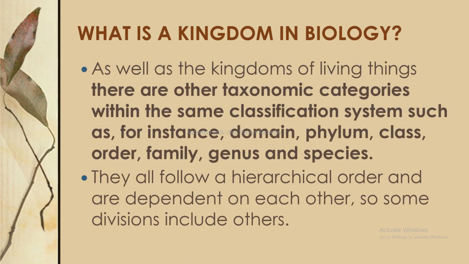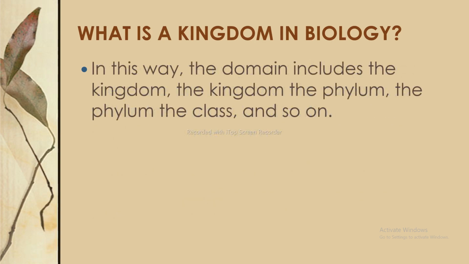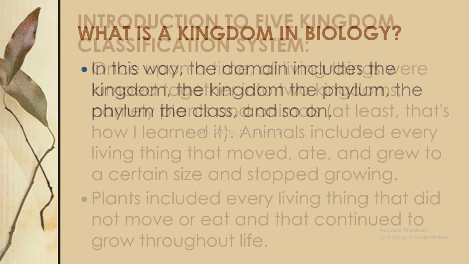As well as the kingdoms of living things, there are other taxonomic categories within the same classification system, such as, for instance, domain, phylum, class, order, family, genus, and species. They all follow a hierarchical order and are dependent on each other, so some categories include others. In this way, the domain includes the kingdom, the phylum, the class, and so on.